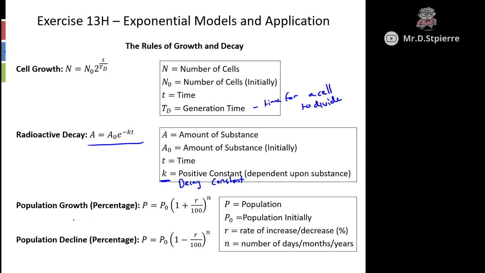We then have population growth and population decline. We've seen both of these in year 10 maths, and these equations are being used a lot all around the world at the moment with the COVID-19 situation. I remember with my year 9 class, before we went into isolation, we were using these to predict what are going to be the numbers in Australia or worldwide after 30 days, after 60 days, after 90 days.